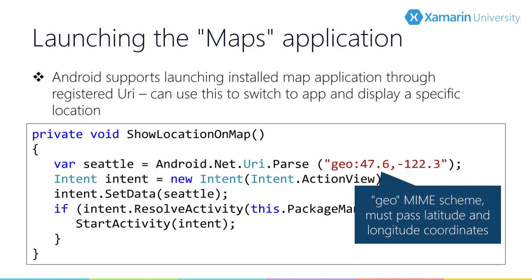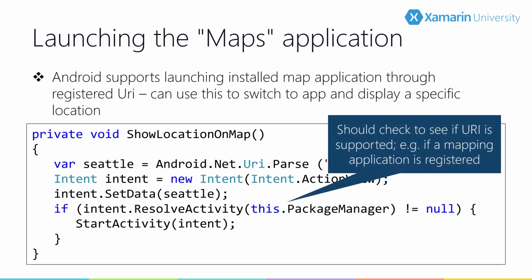And this can be done using the geo MIME type with the action view intent. The URI string takes the latitude and longitude, and then when the activity is started, it will launch whatever the registered maps application is, and then position the view at the specified coordinate.